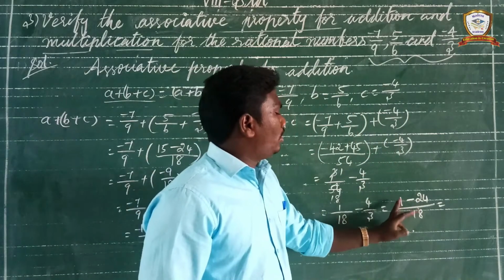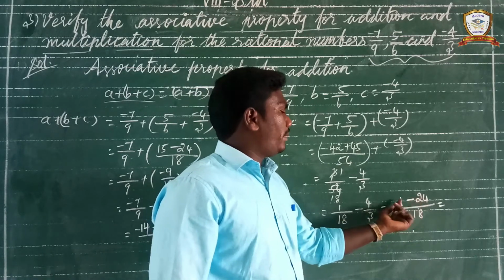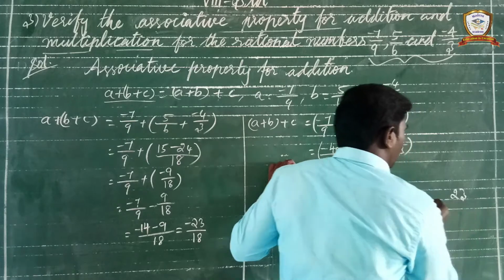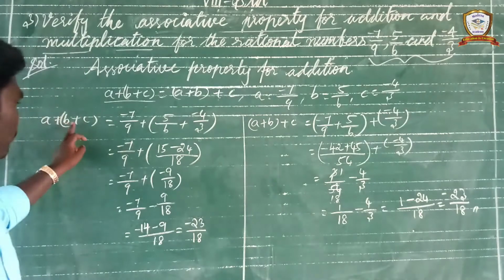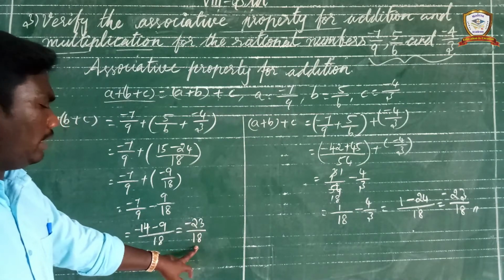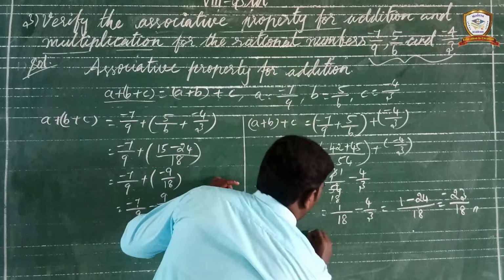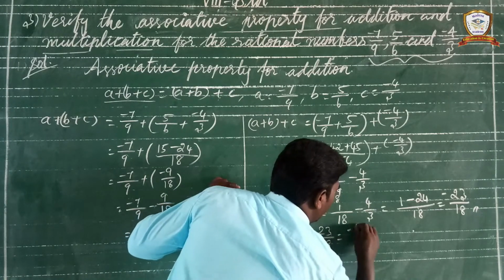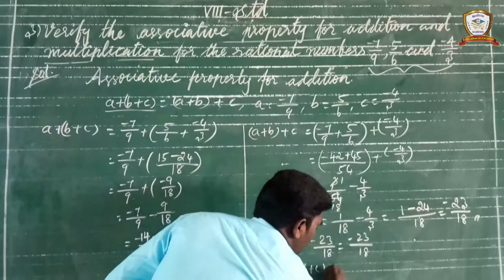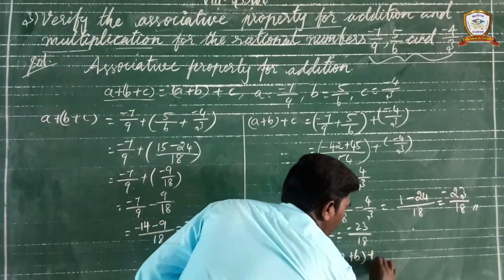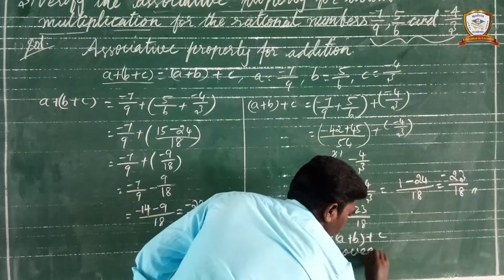Therefore plus 1 minus 24. Both are different signs, so we subtract: 24 minus 1 is 23. The bigger number's sign is minus, so minus 23 divided by 18. Therefore A plus of B plus C is minus 23 divided by 18. A plus B plus C is minus 23 divided by 18. Therefore both are equal. Minus 23 divided by 18 is equal to minus 23 divided by 18. Therefore A plus of B plus C is equal to A plus B plus C. Hence proved. Are you clear?